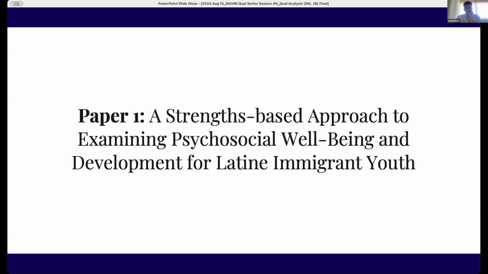So we want to acknowledge that we're going to be speaking on 2 separate papers here that come from the same qualitative data source. Given the richness and the depth of the data that we collected, there was so much there that we felt it was necessary to divide this into separate projects so that we can really make sure that we're honoring the stories and voices of the folks that gave us the privilege of hearing their stories.